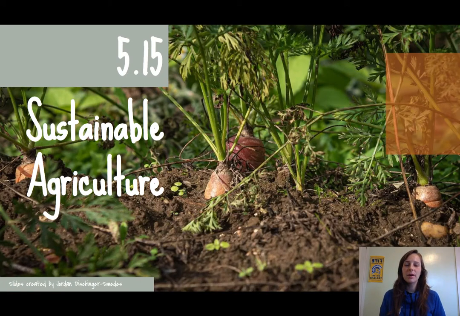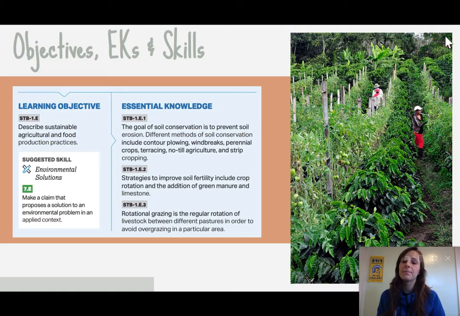Hey everybody, so today we're going to be talking about section 5.15, which is about sustainable agriculture. Now, I know that we talked about agricultural practices with 5.4 and some of the benefits and some of the problems. So today we're going to be talking about how to do it a little bit more sustainably and some of the options that farmers have.